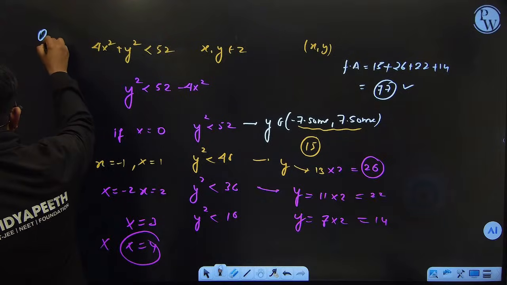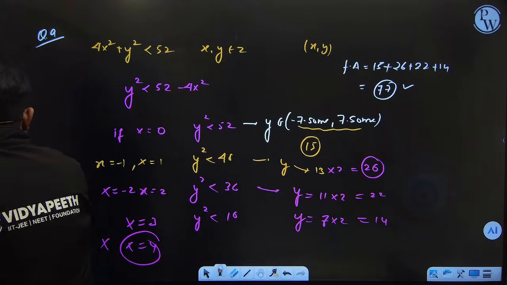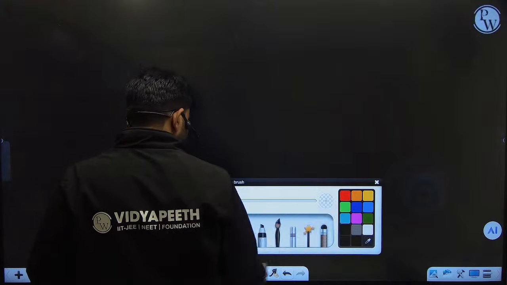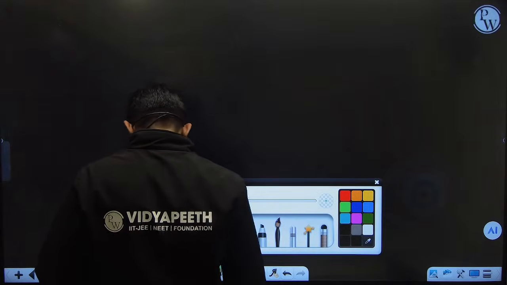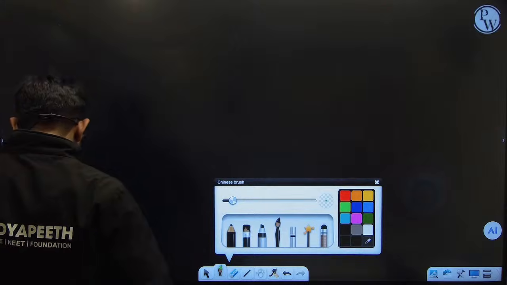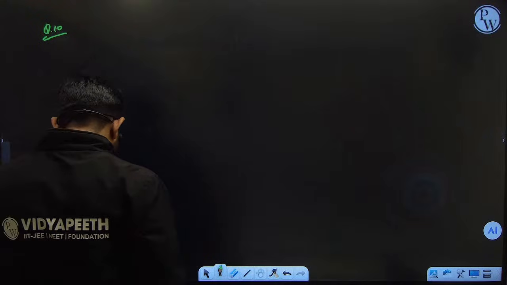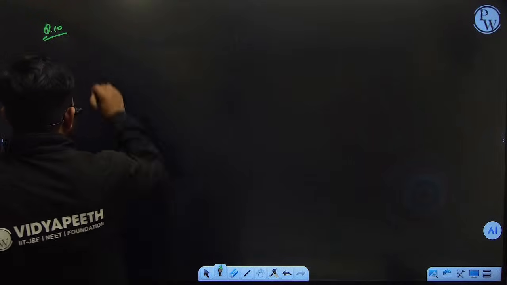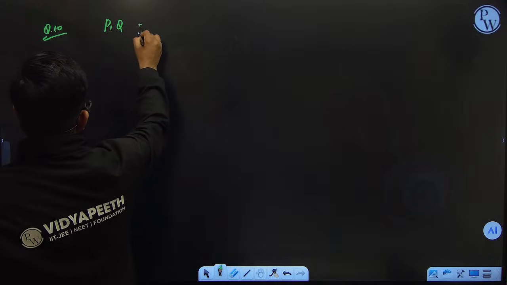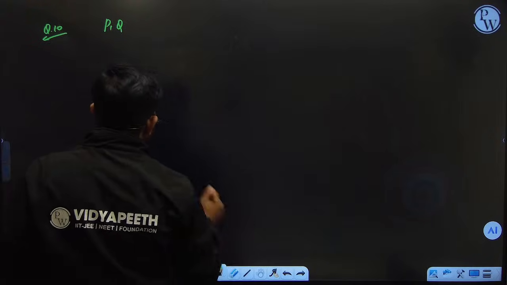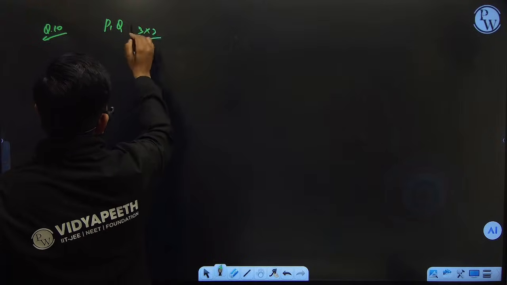Now again we'll take one question from matrix. This is our question number 9. The next question is from matrix, and again it is a very standard question. We have seen such questions earlier in the PYQs also. The question is that there are two matrices P and Q, and both are 3 cross 3 matrices.